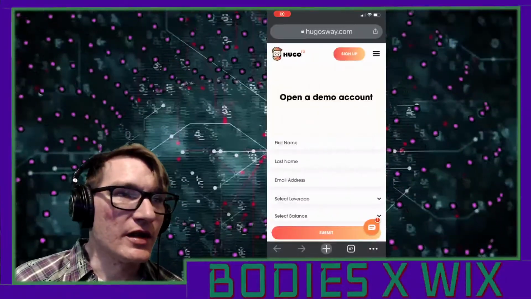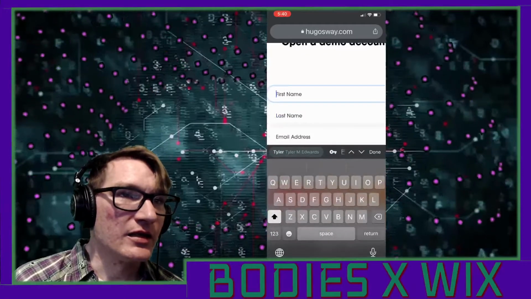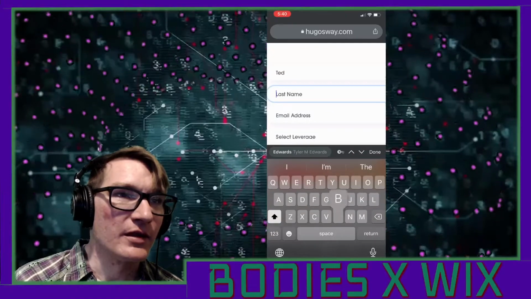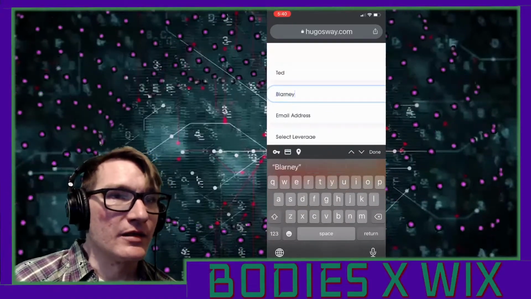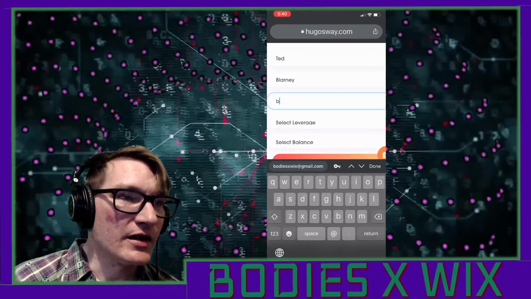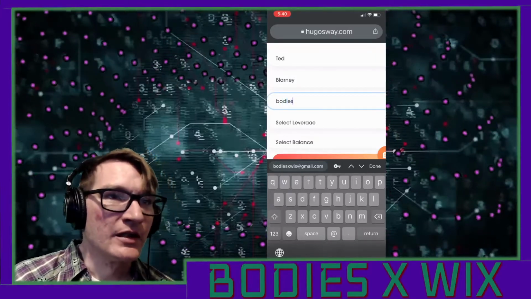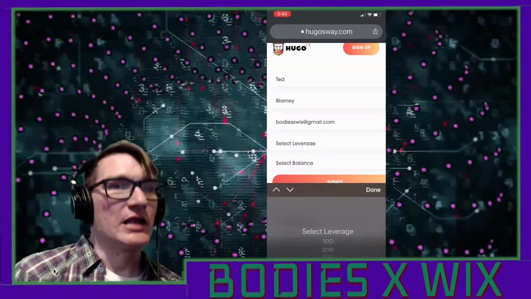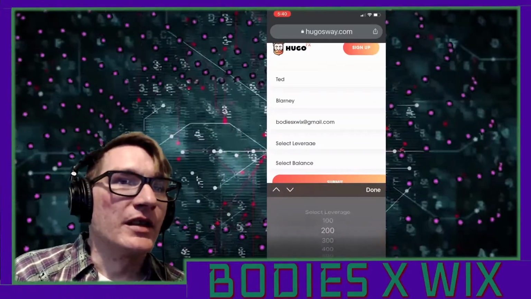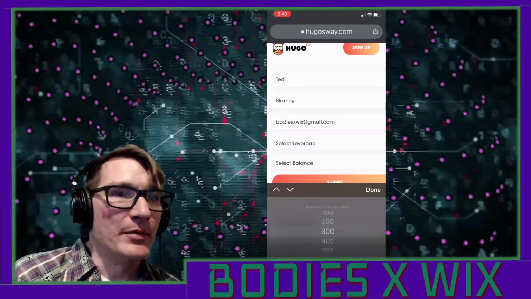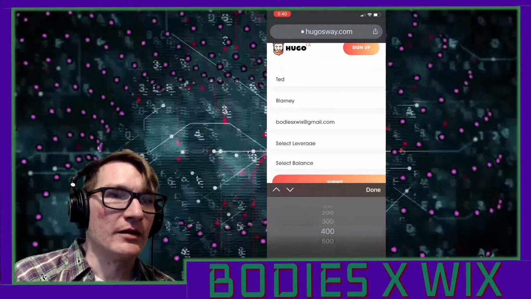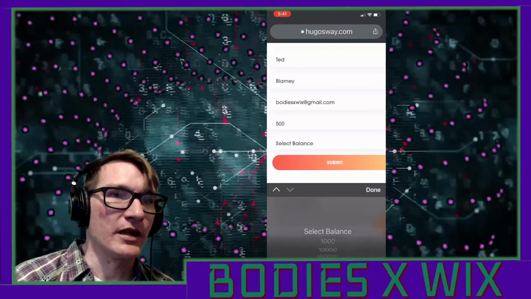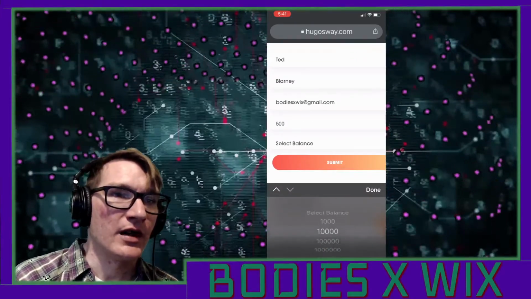So first, you go to Hugo's Way, right? And you fill out the information for a demo account. Put in your first name, last name, and then email address. And then that gives you your leverage, right? I pick the highest leverage possible until you get a lot of money in your account. Then you want to start lowering your leverage. But when you're starting out, you want to use your highest leverage.